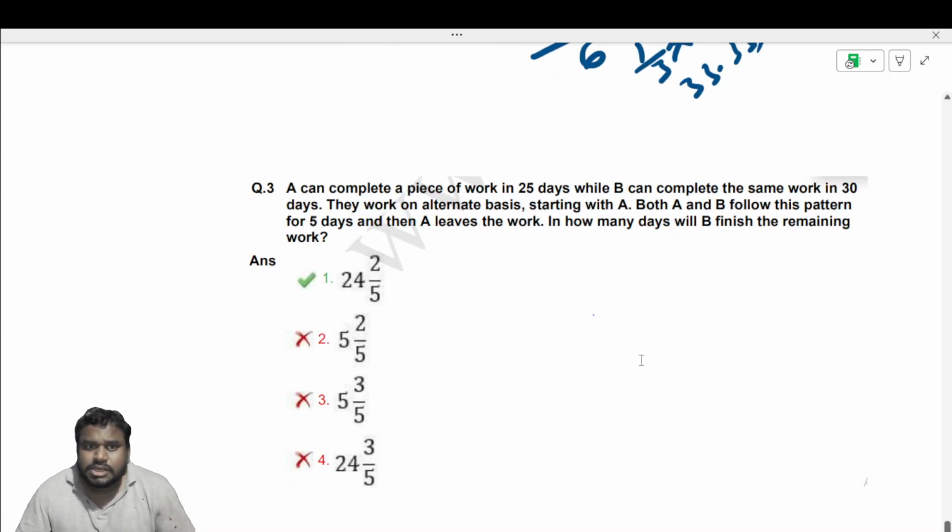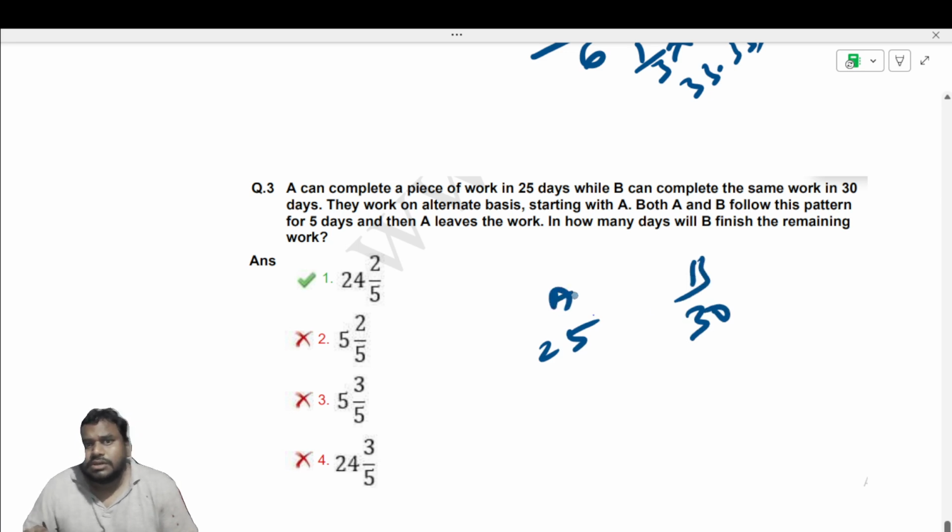Next, A can complete a piece of work in 25 days, while B can complete the same work in 30 days. So 25 and 30 days. They work on an alternate basis, starting with A. Both A and B follow this pattern for 5 days, and then A leaves the work. In how many days will B finish the remaining work?